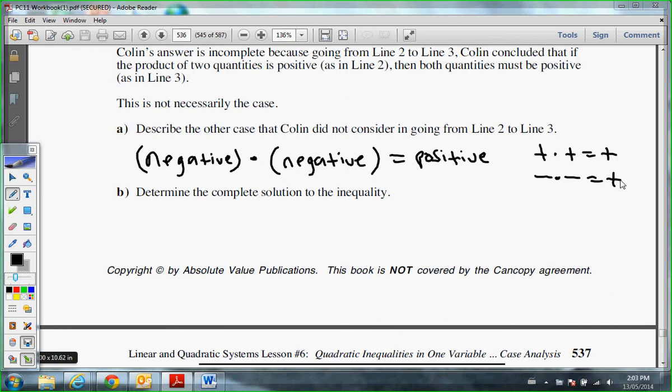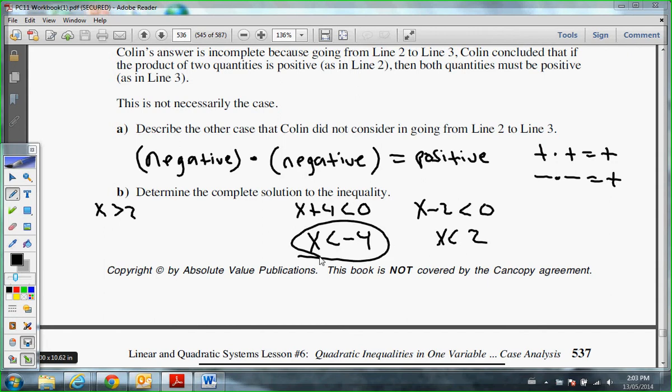He already has the first answer, x greater than 2. We need to figure out the other part. All you have to do to figure out the other part is switch the signs. So it's going to be x plus 4 less than 0, x minus 2 less than 0. Let's solve those quickly. x less than -4, x less than 2. If it's x less than 2 and x less than -4, then x less than -4 is the one that works for both. So now you have your two answers.